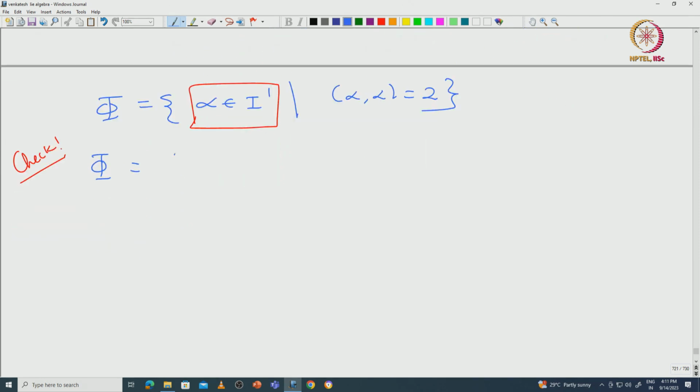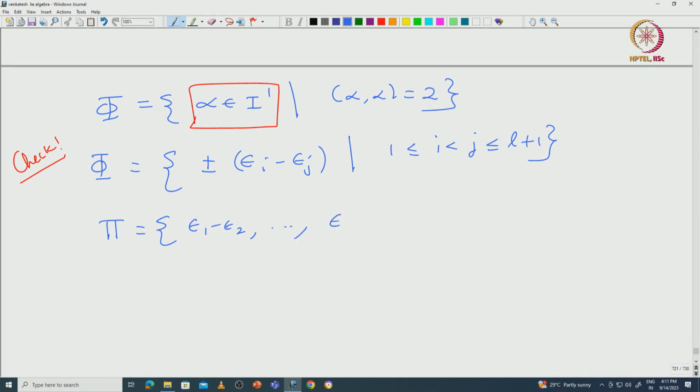So, what are all the elements? You can just think about it. You can easily prove that this will be just plus or minus epsilon i minus epsilon j, where i ranges over i less than j from 1 to L plus 1. Now, it is not hard to see that one specific base is just epsilon 1 minus epsilon 2, etcetera, epsilon L minus epsilon L plus 1. Okay. This consists of L vectors.